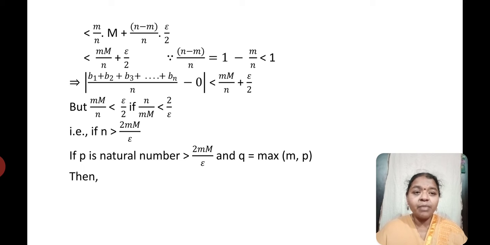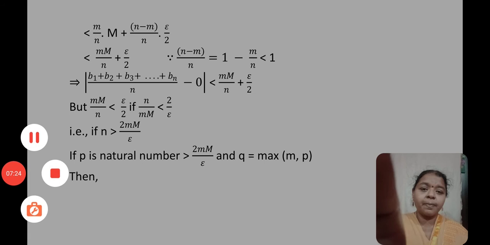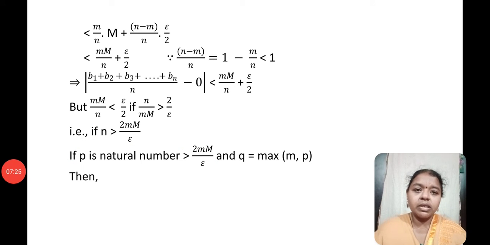Now our aim is to show that small m into capital M by n is less than epsilon by 2. For that, we take a condition that m into capital M by n would be less than epsilon by 2 if its reciprocal, that is, n divided by small m into capital M, would be greater than 2 by epsilon. That is, if n is greater than 2mM by epsilon.